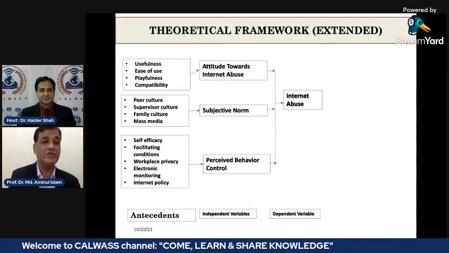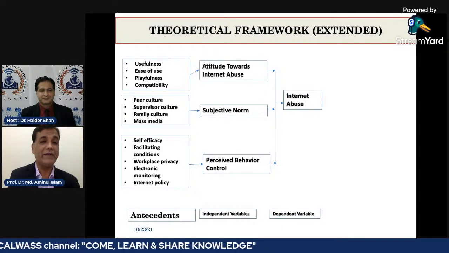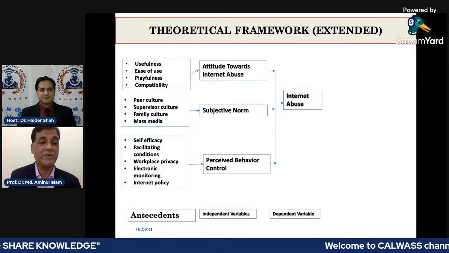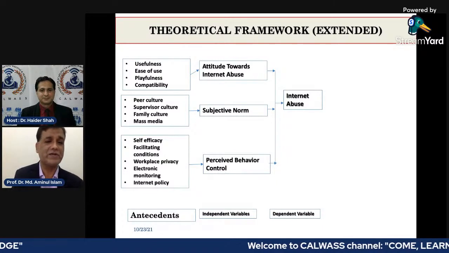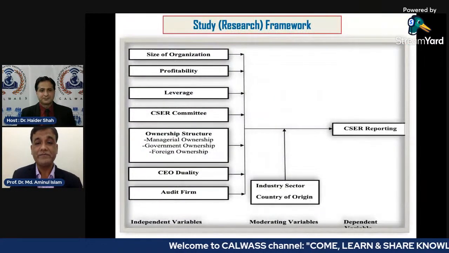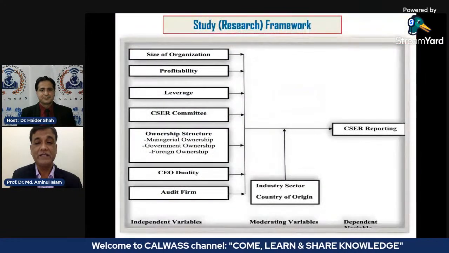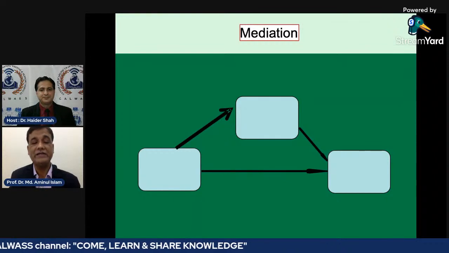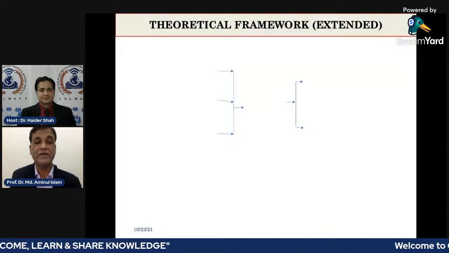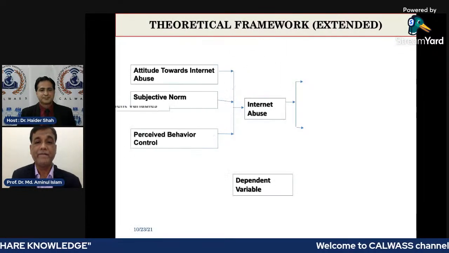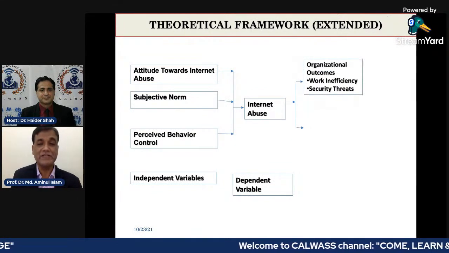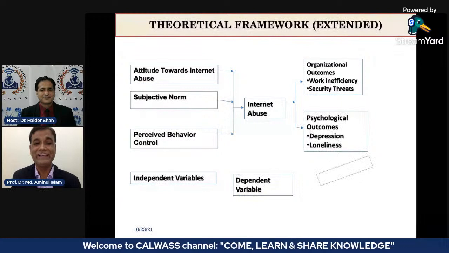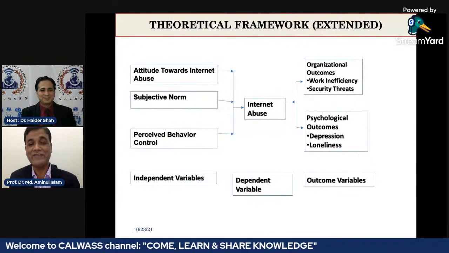The first one, usefulness and ease of use. This is by TAM, right? Technology Acceptance Model, those of you who are familiar. Peer culture, supervisor culture is coming from social exchange theory and so on. This is another one, right? Moderating, I'm not going to show. This is mediation, how it looks like, right? Independent, dependent, and then you have that, okay? I'm running a bit faster because I do not want to bore you for too long, okay? This is what is called an outcome variable.